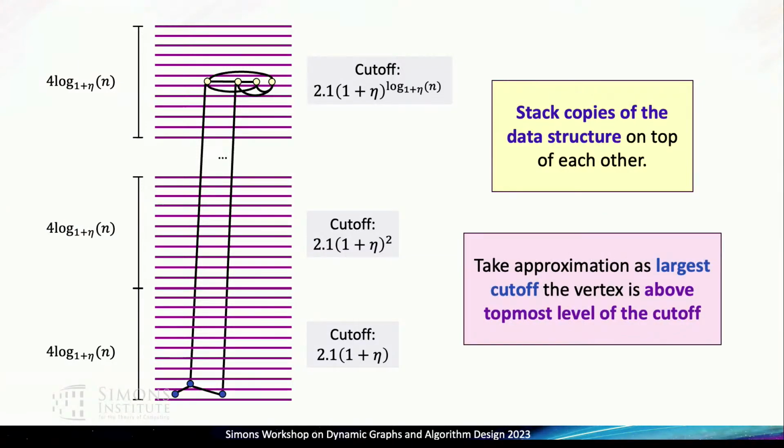And once you have the stacked structure, you can take the approximation as the largest cutoff the vertex is above the topmost level. So for the core number approximation, you look at the vertex, and you look at the group for which the vertex is above the topmost level of that group with that cutoff. And that's your approximation for your core number.